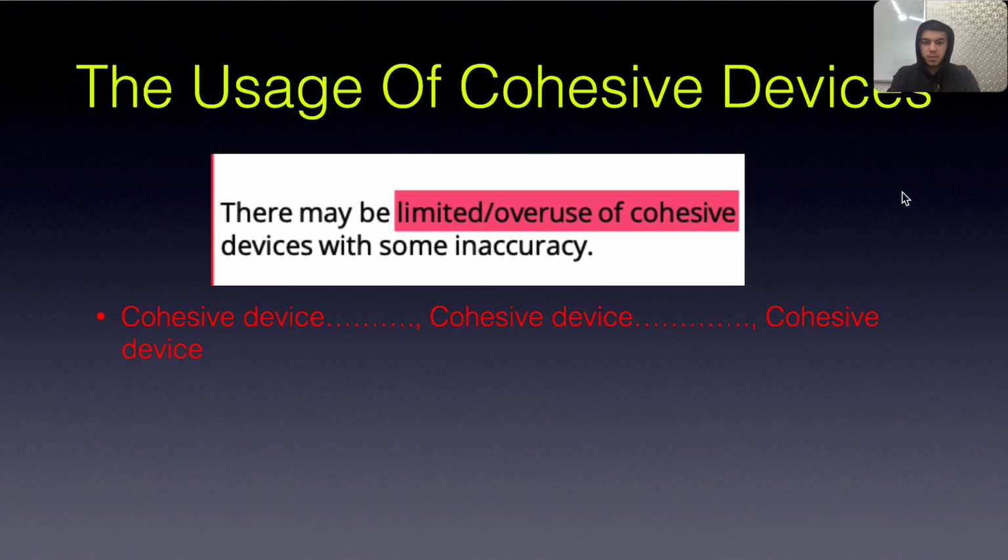And the usage of cohesive devices. So this is, again, a common problem among many candidates. So there may be limited or overuse of cohesive devices. What you often see with many candidates is that they use cohesive devices to make sentences. Okay, they use one cohesive device and then they construct their sentence, and then another cohesive device, and then they construct a sentence. And even at the end, they use another cohesive device to make sentences. This is very problematic, and this is what mechanical means.